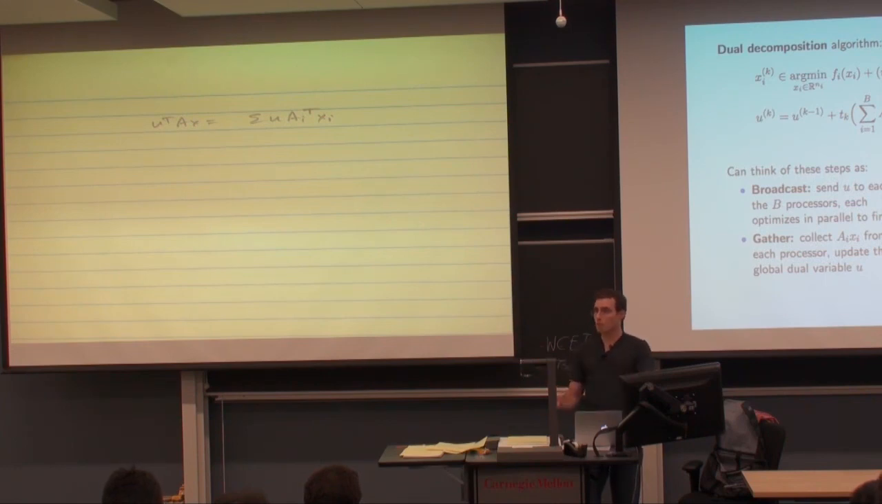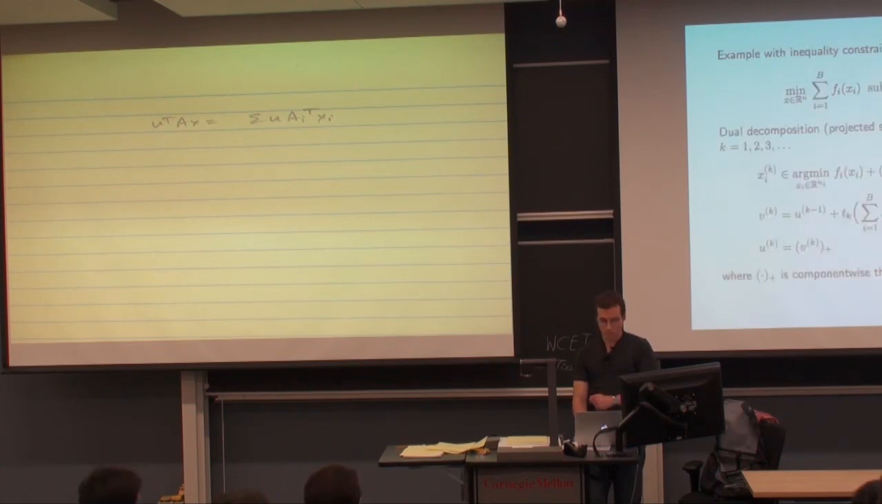Each one solves its own minimization problem, independent of the others. Then when they're done, they send X back to the center. That's the gather step, and we update U, the global dual variable. So one global dual variable, and we split up the primal variable into a bunch of blocks. Here's an example with inequality constraints, and you can do it with more general constraints too, as long as the constraints can be, in some sense, split up across units.